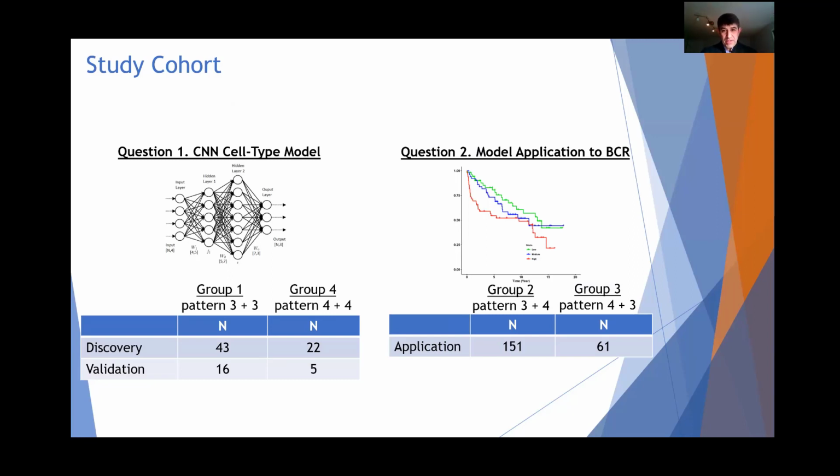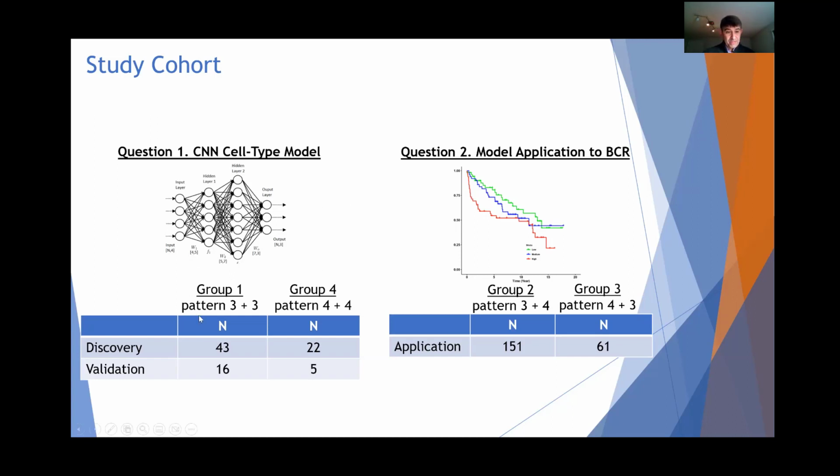Okay, so like I said, we had 2 questions. One was the convolutional neural network model development that was focused on identifying or differentiating these 4 cell types. And the second one was applying that model to assess Gleason pattern 4 percentage in the intermediate tumors and assessing how they're associated with biochemical recurrence.